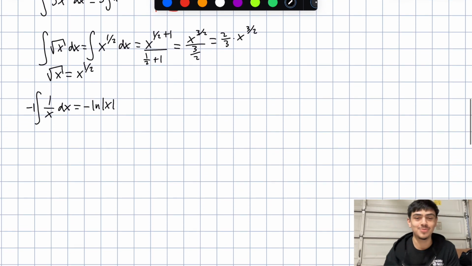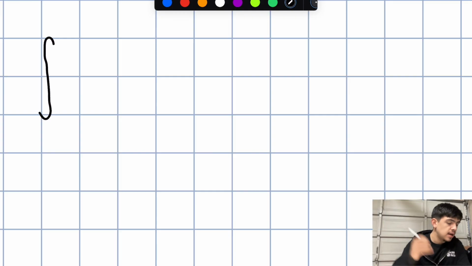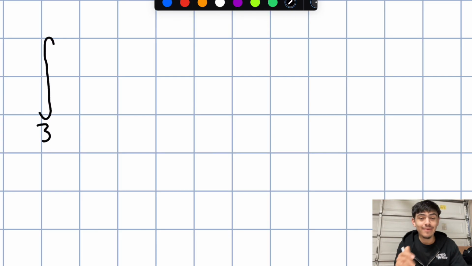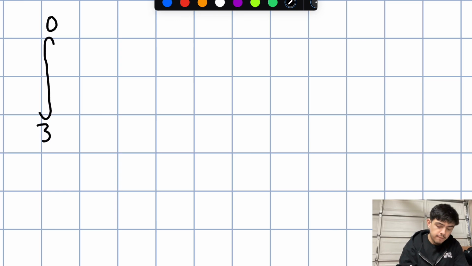Let's move on to the next one. Our next example is going to be a definite integral with bounds now, and I'll be showing you guys how to evaluate definite integrals if you have forgotten. So we're going to have the integral from 3 to 0 of 3x squared plus 5x dx. Not too bad, right?